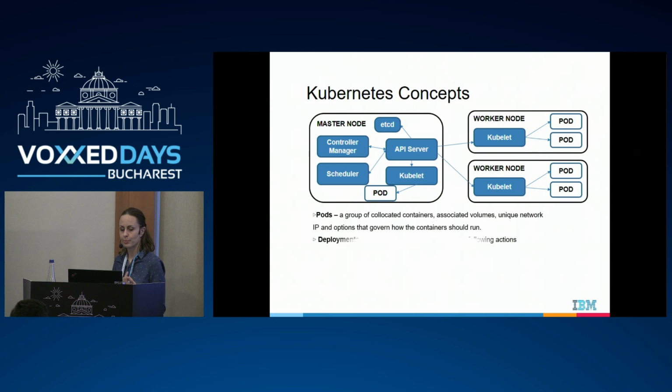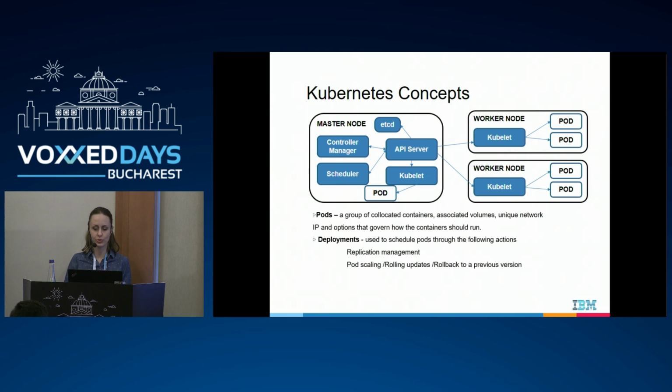Then these pods can be filled with containers by using deployments. Deployments are those that are used to schedule pods with actions. So using deployments, you can have replication management. And this means, in terms of Kubernetes, to ensure that the right number of nodes and containers are available for the requested workload. Then to have pod scaling or rolling updates, or roll back to a previous version.